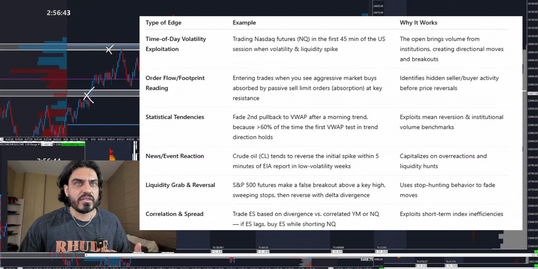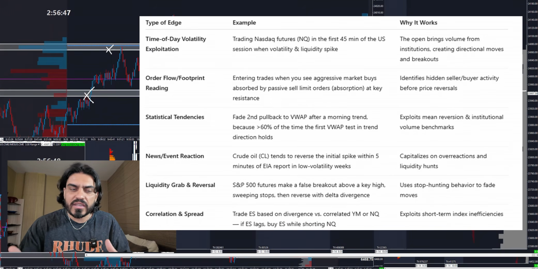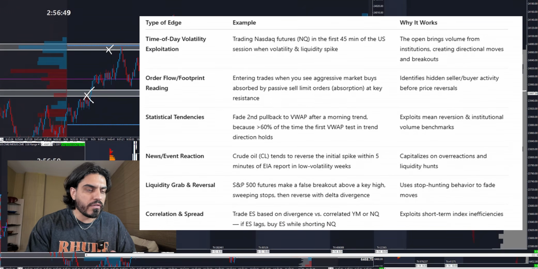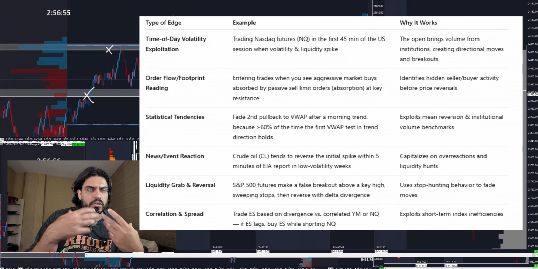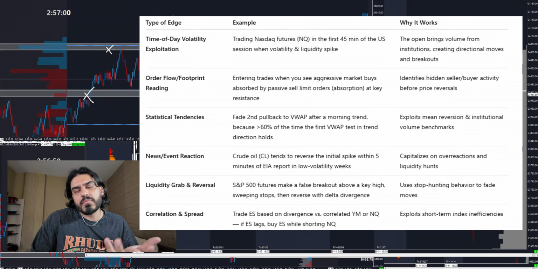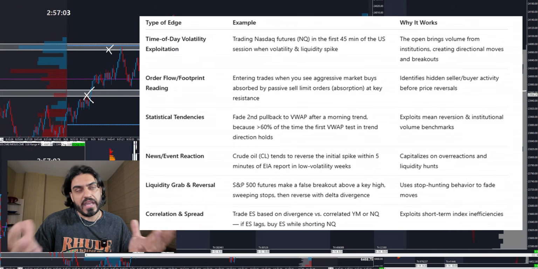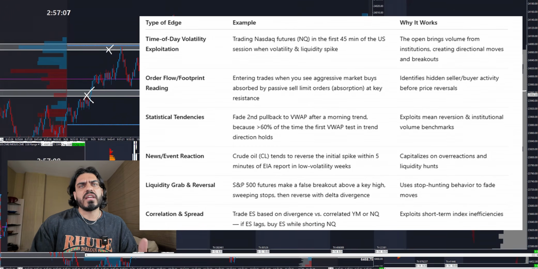Another type of edge that we can see is maybe your ability to read order flow, your ability to read the footprint. Now, I can see this more as a controversial one because it has more to do with your understanding of the actual chart information. So maybe honestly, some people are better at reading order flow than others. Obviously there can be massive differences, but anyways, another one is a statistical tendency.